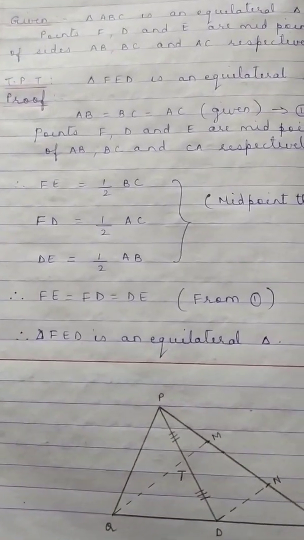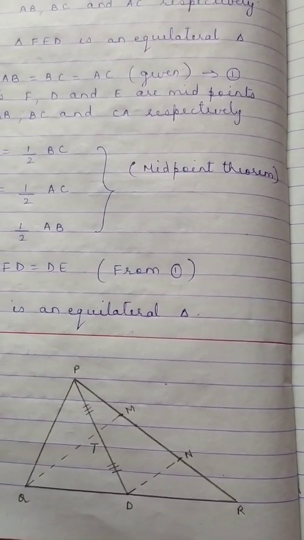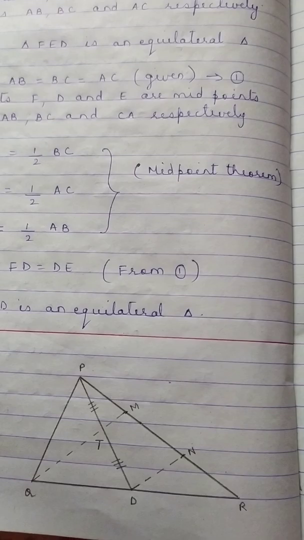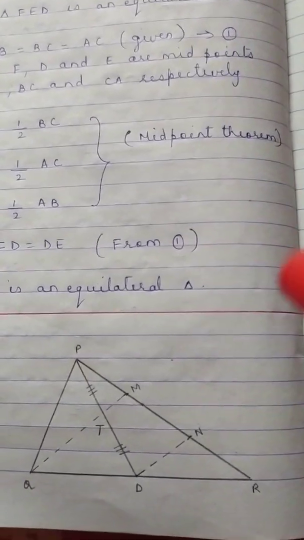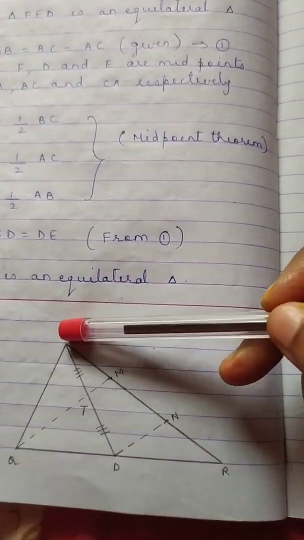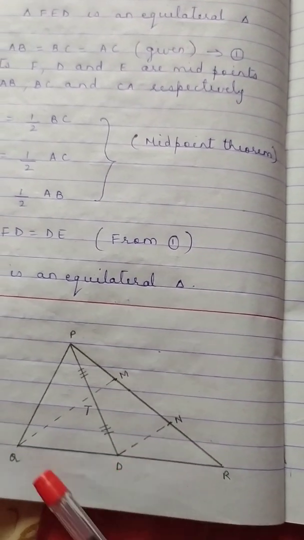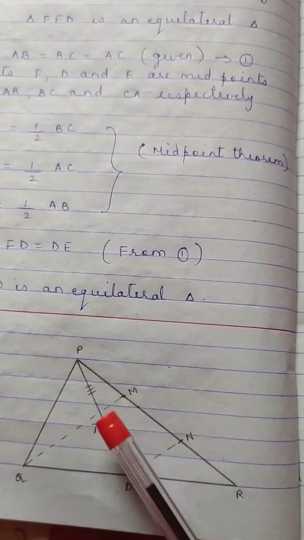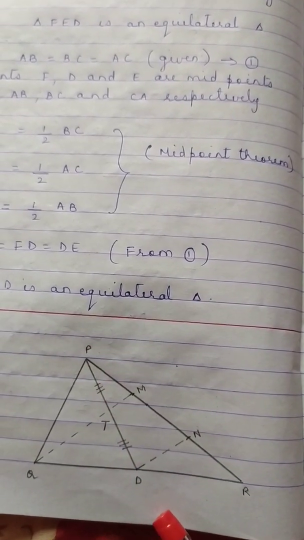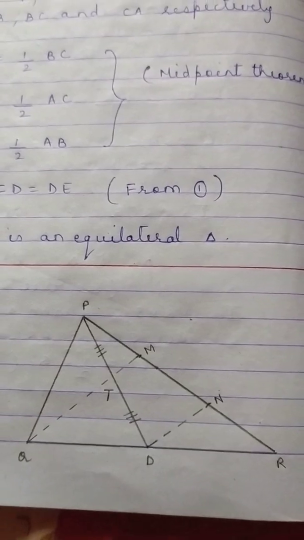We go to question number 4. This is the figure for question number 4, and what is given here in this question is segment PD is the median of triangle PQR. If PD is the median, it means QD is equal to DR. Point T is the midpoint of segment PD. You have to prove PM upon PR is equal to 1 by 3.